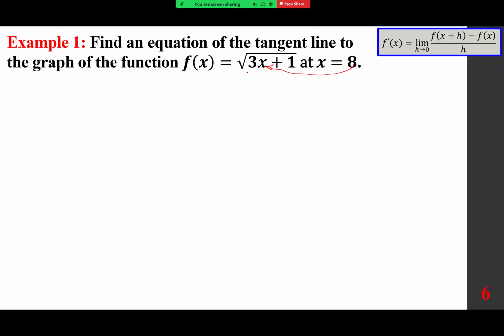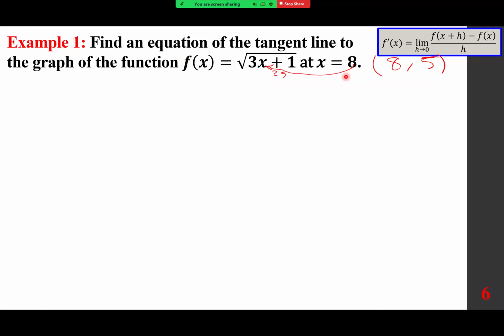We get 3 times 8. 24 plus 1 is 25. So the pair would be 8 and square root of 25, which makes it 5. So we have the pair. We also need the slope. According to the previous section, we would calculate f prime of 8.